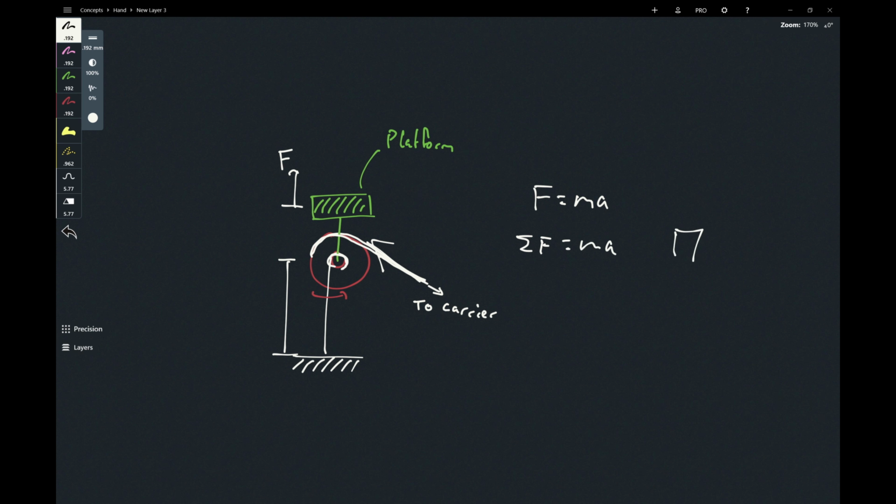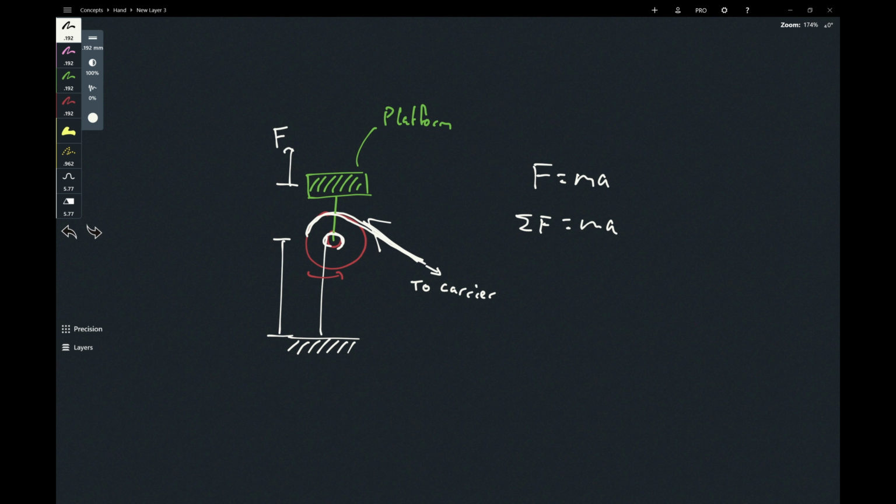So if I have a block with one force pushing this way with one unit of force and another force pushing up here with two units of force, then the block is going to accelerate up in this direction as a result of the sum of forces, so the difference between this one and this one.